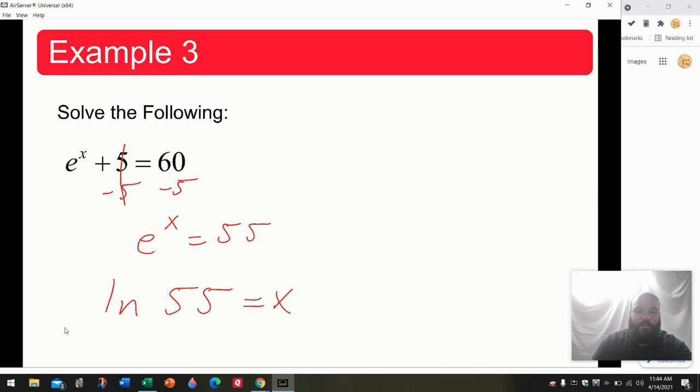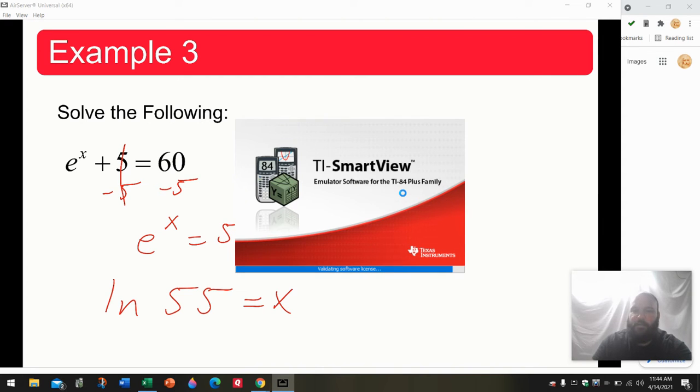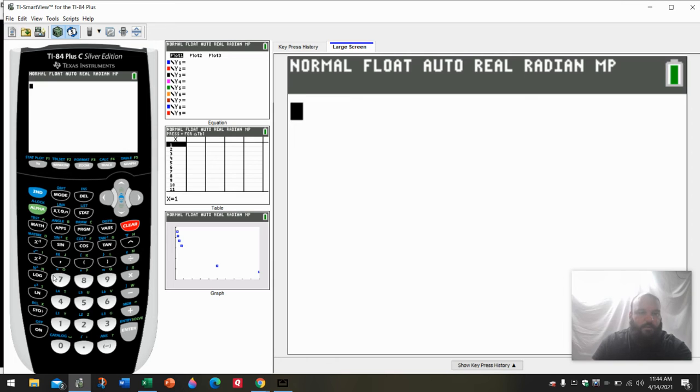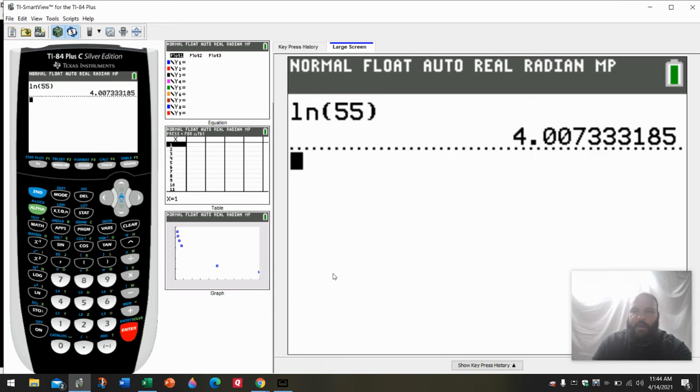The last thing that you would then do would be to type natural log of 55 into your calculator. And when you do that, as soon as my calculator boots up, there it is. Once you do that, you can hit natural log of 55 and you get 4.007.